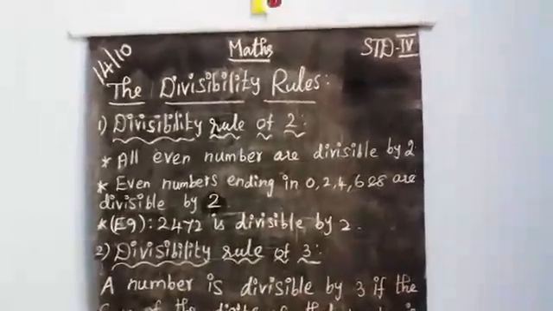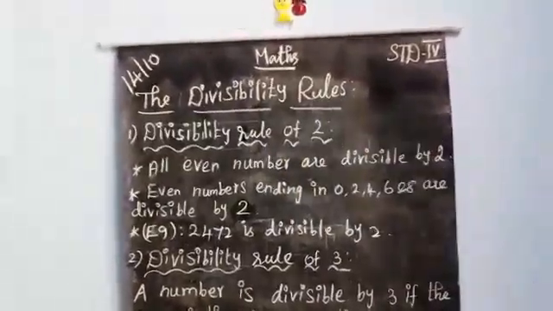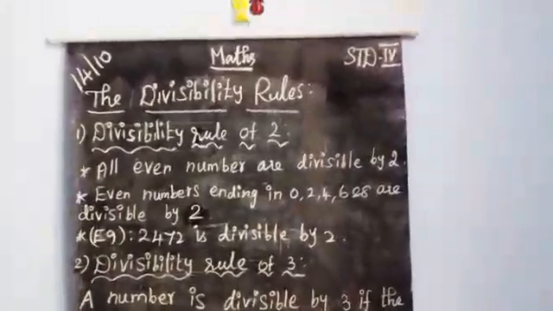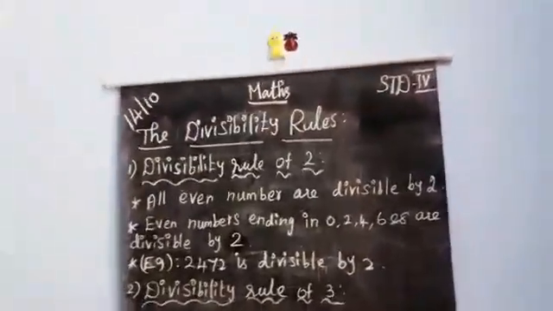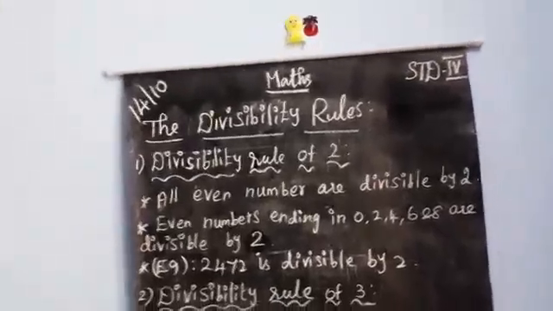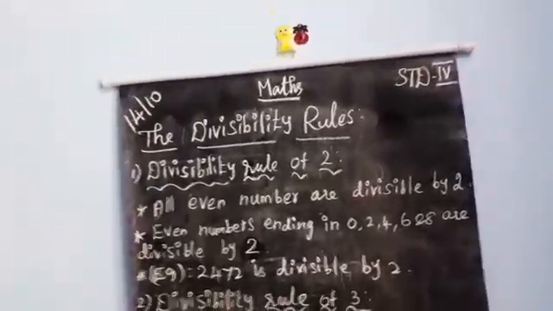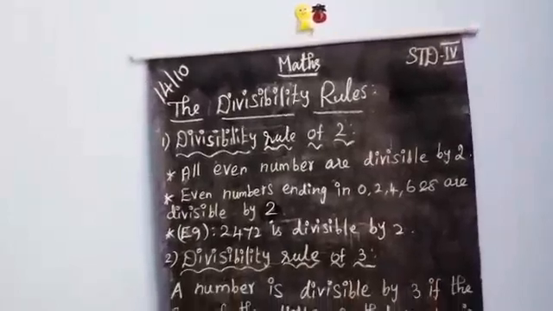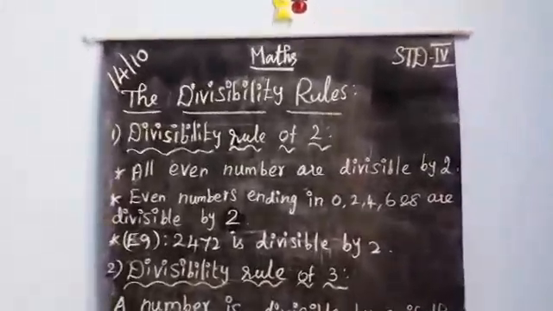Students, today we are going to the next section, the divisibility rules. The divisibility rules are a shortened way to tell whether a given integer is divisible by a fixed divisor without doing the division. That is the divisibility rules. There are 6 types.